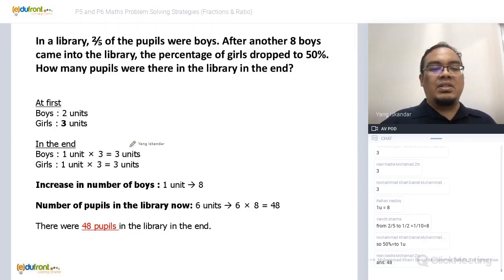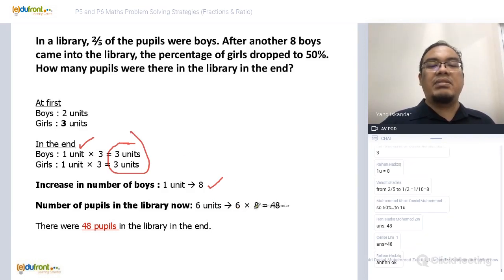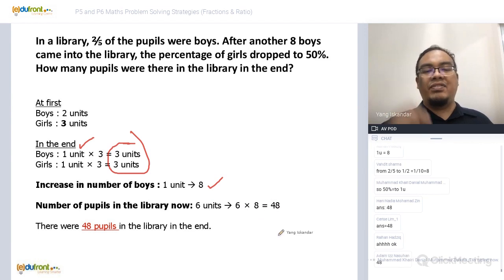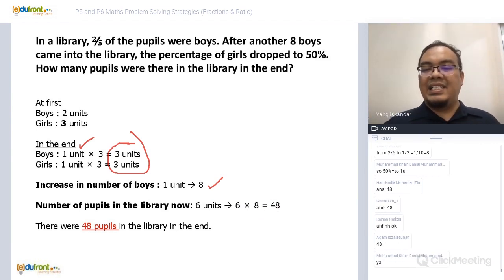Okay. So, increased number of boys is 8. And then they ask you, how many pupils are there in the library in the end? How many pupils in the end? So in the end, remember, we take a look at this ratio. In the end, 3 units of boys, 3 units of girls, 8 units, 8 times 6, you get 48. 48 pupils in the library in the end. Easy, right?